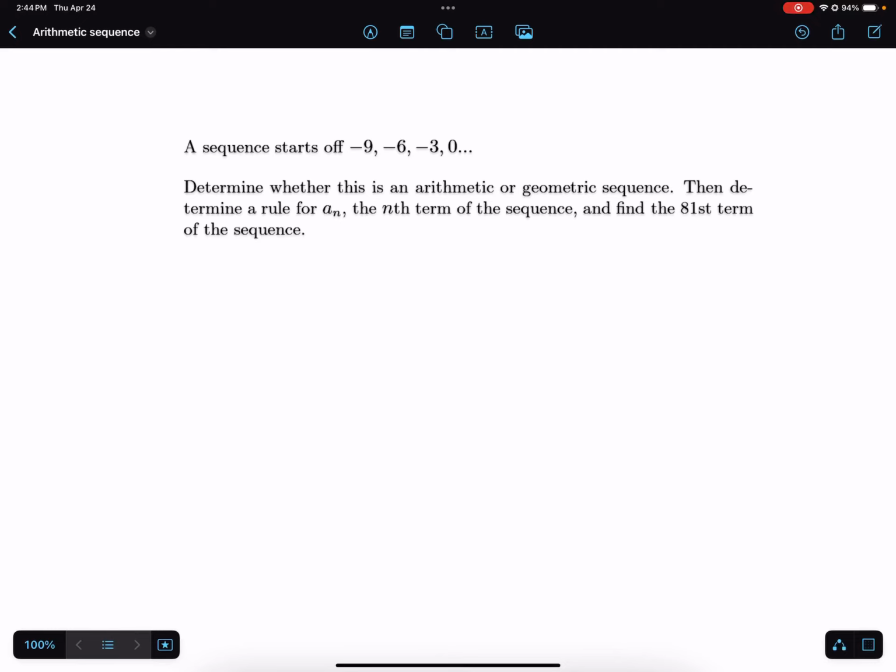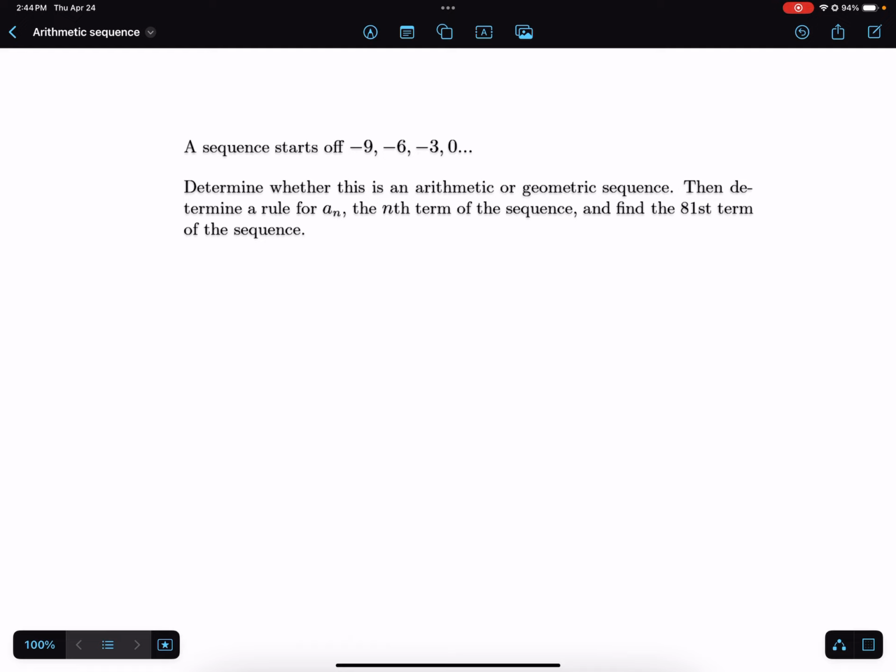In this video, we're going to be discussing this problem on arithmetic sequences in Algebra 1. The problem statement says, a sequence starts off -9, -6, -3, 0, and so on. Determine whether this is an arithmetic or a geometric sequence. Then determine a rule for a sub n, or basically the nth term of the sequence, and find the 81st term of the sequence.